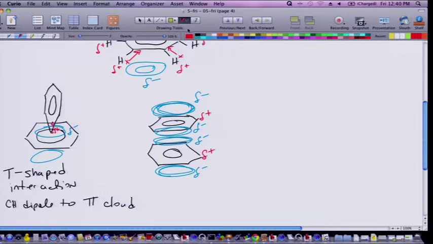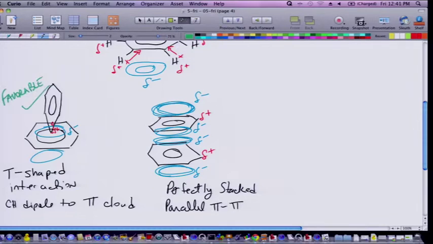So if it's perfectly stacked, pi-pi interactions in a parallel configuration, perfectly stacked, parallel pi-pi. Let me write it that way instead. This is not too favorable. Okay, so this is favorable, and I'll give it the green check mark here, but this is not too favorable. It's not good to align the negative pi cloud directly over the other negative pi cloud in this parallel, perfectly stacked arrangement, like coins. If I had a roll of coins, that's what I'm drawing here.